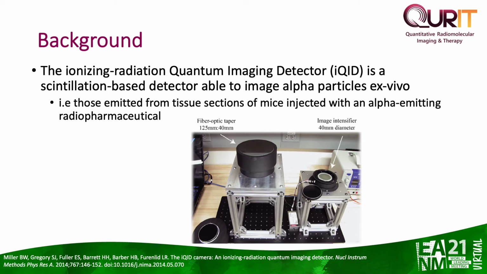Now, the ionizing radiation quantum imaging detector, or iQID camera, is a scintillation-based detector that is able to image alpha particles ex vivo. For example, those emitted from tissue sections of mice injected with an alpha-emitting radiopharmaceutical such as actinium-225, and this is an image of the camera here.